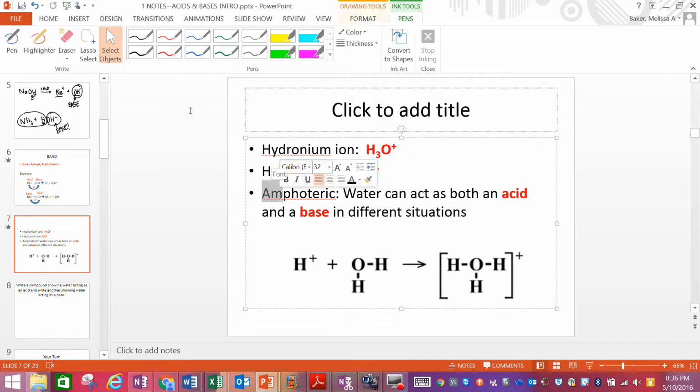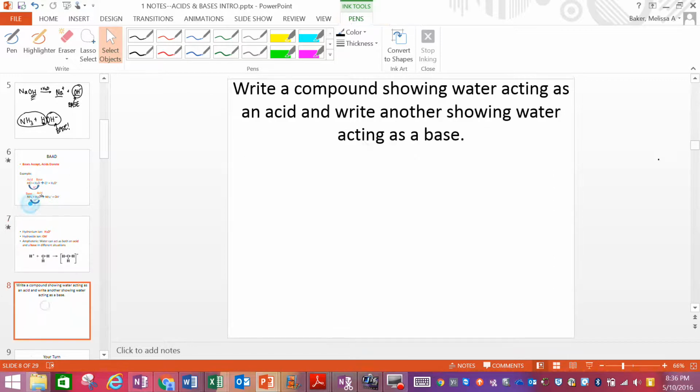Well, amphoteric is a term that means water can act as both an acid and a base depending on the situation. Now keep in mind, water is not an acid or a base. It's neutral, but it can act as either in that it can donate a hydrogen or accept a hydrogen. So let's draw a picture of this happening.